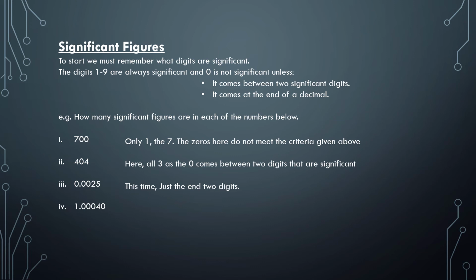Looking at this one, we've got 1.00040. So again, first thing I'm doing, I know that my 1 and my 4 are significant. They're always significant. Next thing I'm doing is I'm thinking about where my zeros are. So here, I've got 3 zeros sandwiched in between 2 significant digits, and so in this case, those 3 zeros become significant also. Finally, there's 1 0 stuck on at the end of the decimal, and so it becomes significant as well. And so we find here, all 6 digits in that number are significant.